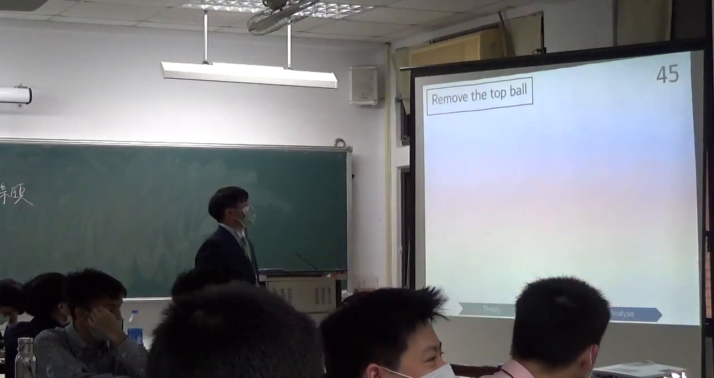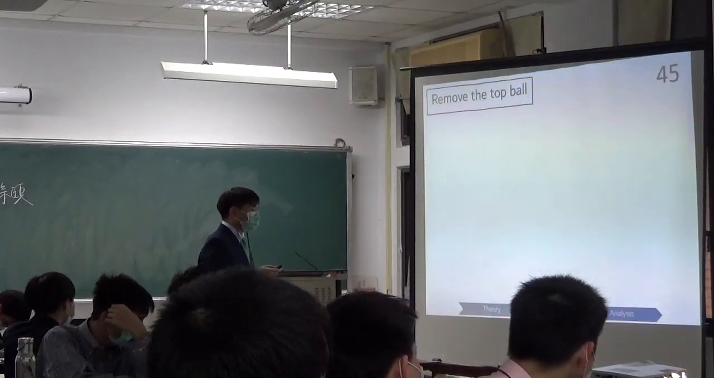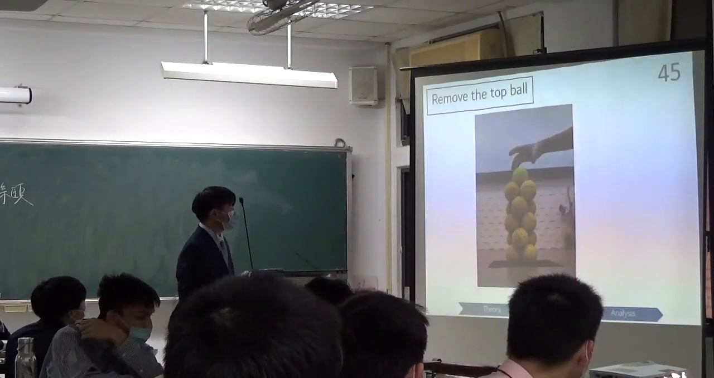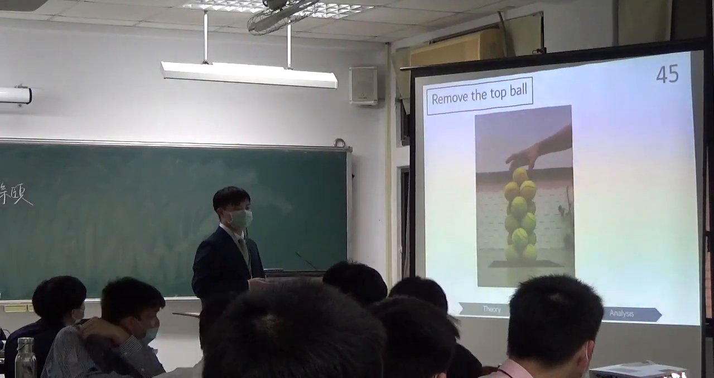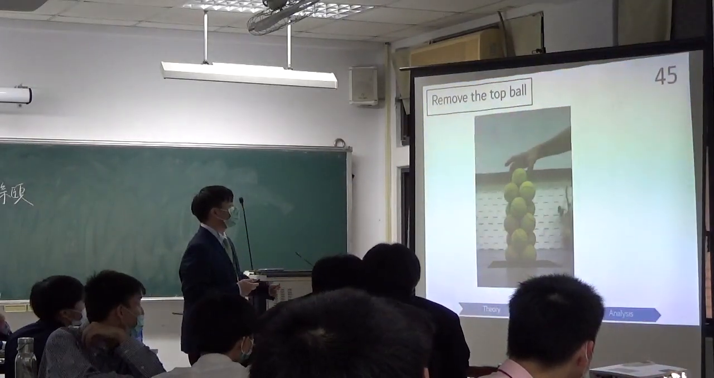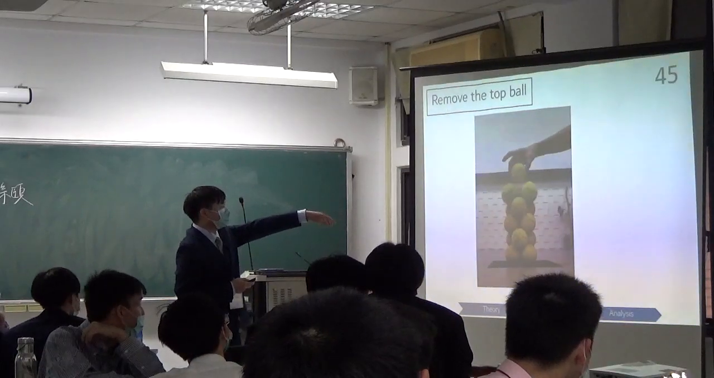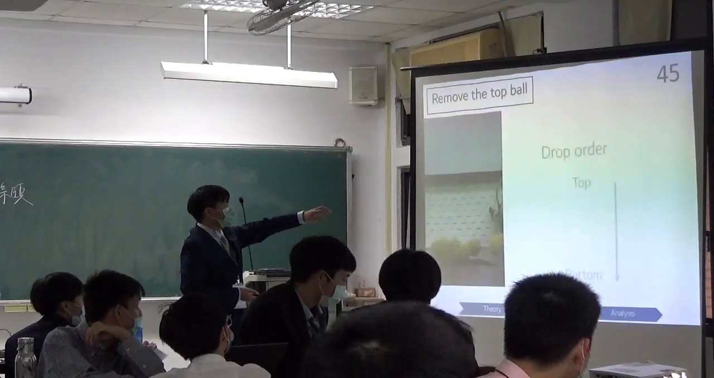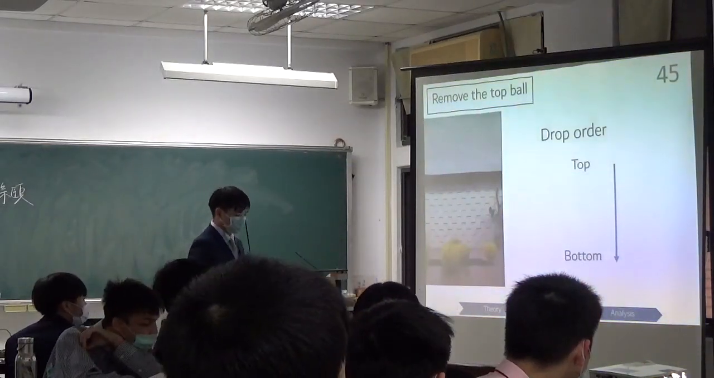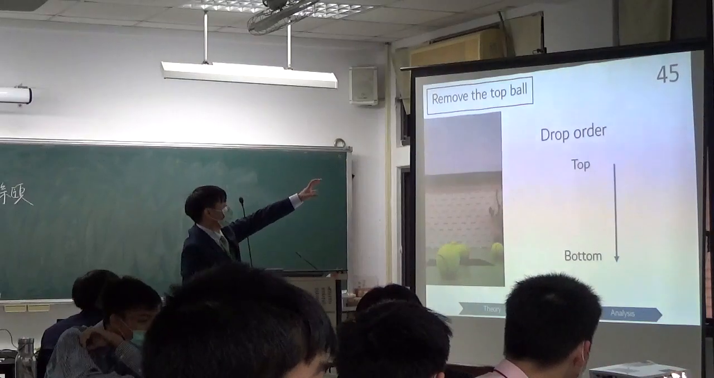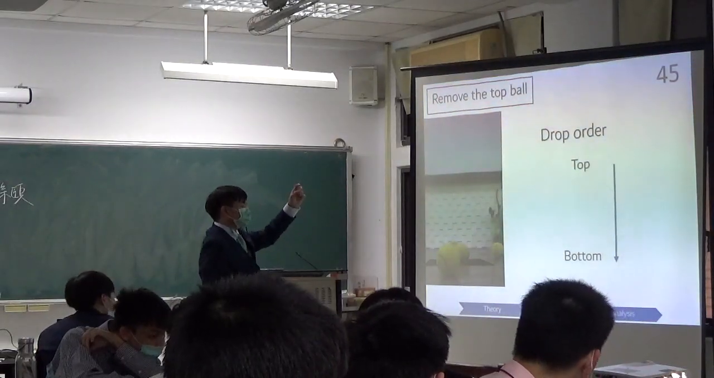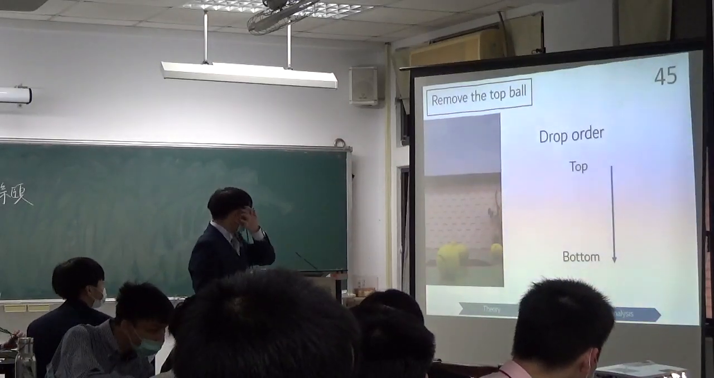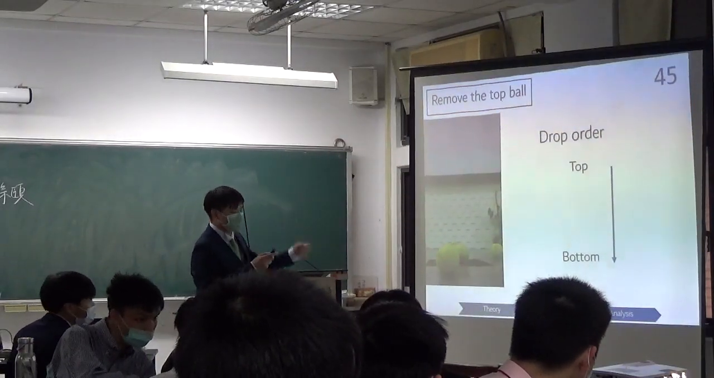And next part I will discuss what will happen if we remove the top ball. So you can see this video. When we remove the top ball, the balls drop in order from top to bottom. It's because when the top ball was removed, the second layer didn't have enough friction to support it.